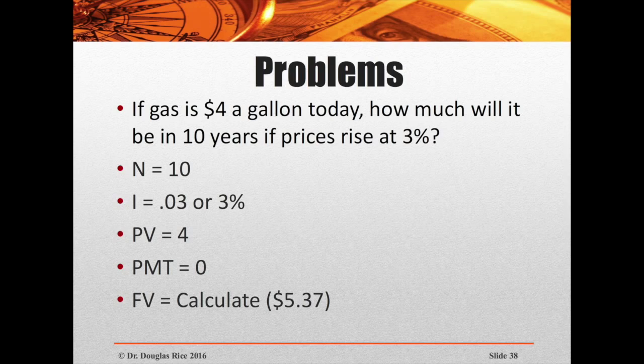Now let's do a couple more problems because we can do this in different ways. So the first one is we can use this return as a gauge of inflation. For example, if gas is $4 a gallon today, how much will it be in 10 years if the price rises at 3% per year? So this is easy. We do n equals 10, I equals 3. The present value is $4 a gallon. Payment 0. We calculate future value, and we end up with $5.37 a gallon.